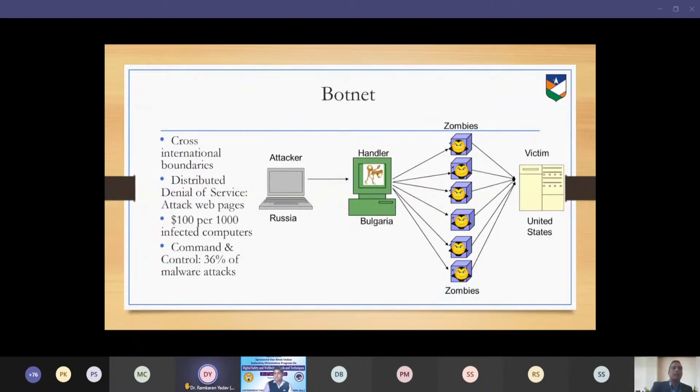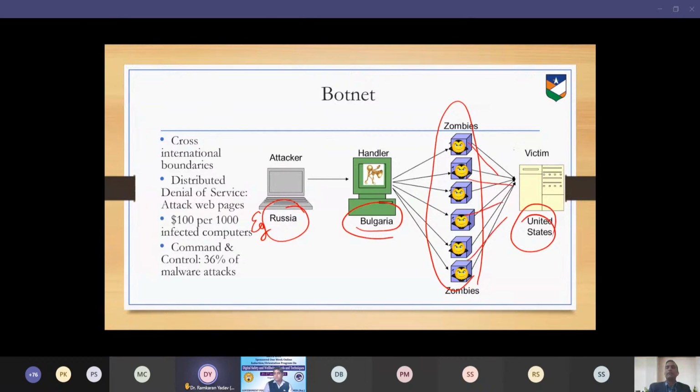Botnet की बात करते हैं तो there is an attacker. Just for an example, we have mentioned Russia, and then probably the handler is working in Bulgaria itself, है ना? And then there are some machines like your laptops or your mobile phones. You are not aware actually. Probably at night your phone is being used for a certain activity which is not supposed to be done by your mobile phone. The victim might be sitting in the United States and somehow giving away a kind of DDoS attack, you know.